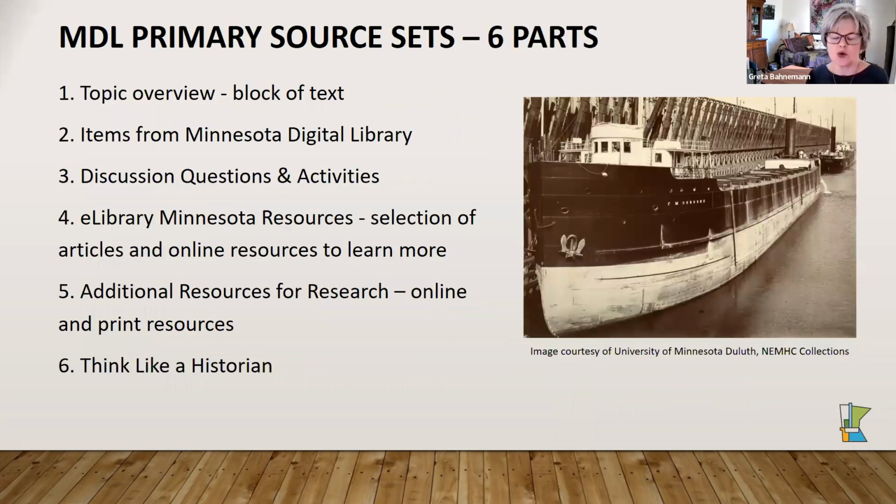So this slide shows you the list of the components of our primary source sets. We have 6 parts to each one of our primary source sets, beginning with the topic overview, and that is usually 2 to 3 paragraphs written in a single block of text. And there are also links to records from the MDL collection, and then also links to eLibrary Minnesota resources.